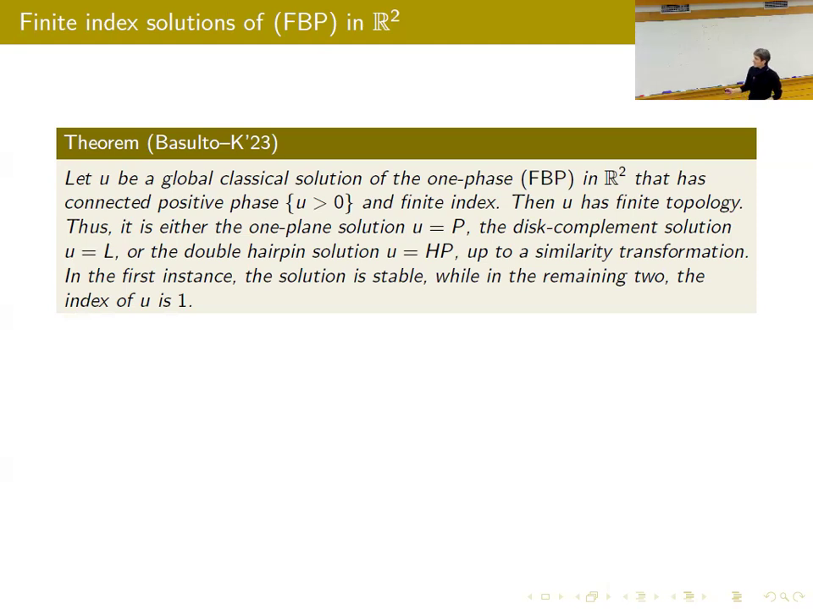Now, if you have finite topology, Traizet's classification theorem tells you that you can be only the one-plane solution, the disc complement solution, and the hairpin solution up to a similarity transformation, the double hairpin. In the first case, the solution is stable, and in the other two cases, the Morse index is 1. So for the one-phase free boundary problem in the plane, you have index 0, index 1, and then a jump to index infinity. Nothing in between.